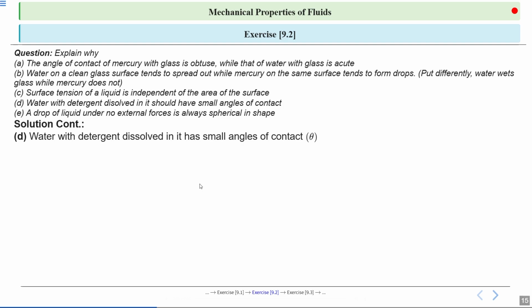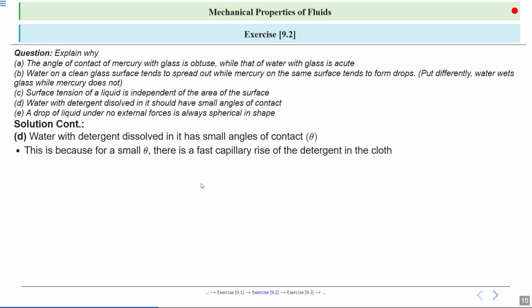Now, let's examine part D. Water with detergent dissolved in it has a small angle of contact. The angle of contact is the angle where a liquid surface meets a solid surface. A small angle means the liquid spreads out more on the surface, which is important for cleaning because it helps the water and detergent reach more areas of the fabric.